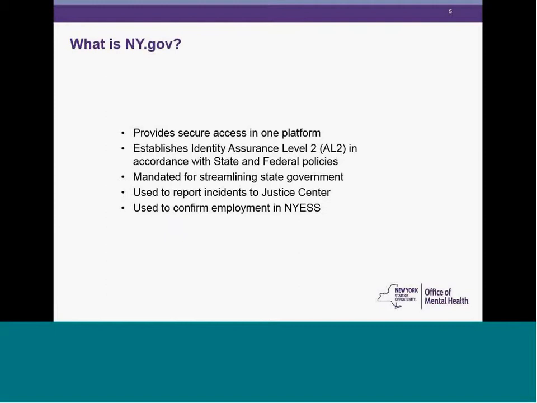What is ny.gov? ny.gov provides secure access to applications in one platform. The security is known as Identity Assurance Level 2, or AL2 for short. Assurance answers the question, how sure am I that you are who you say you are? Level 2 meets state and federal policies. Eventually, all state applications will be transitioning to ny.gov.